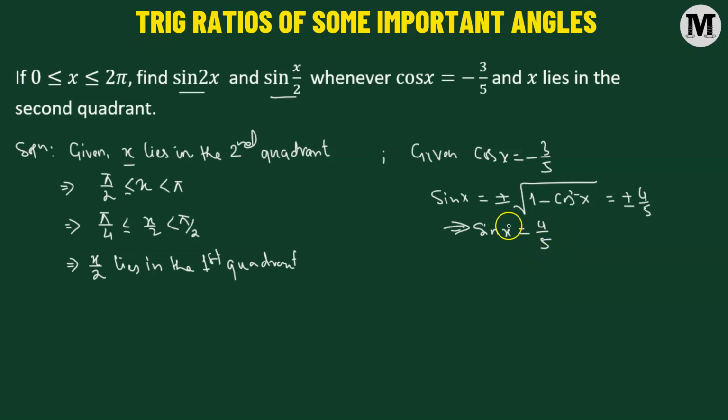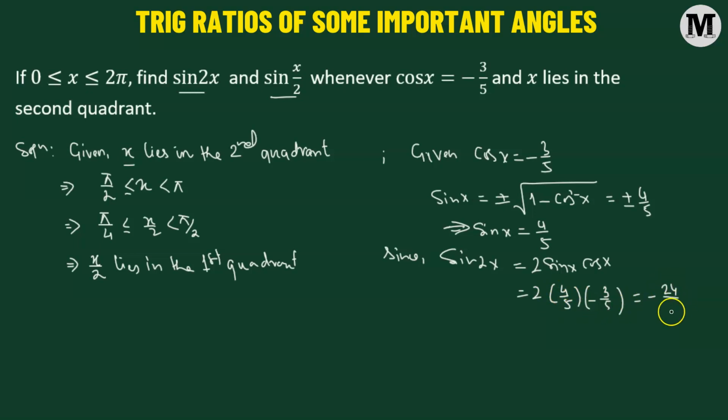Now that we have the value of sine x as well as cosine x, we can find the value of sine 2x. We're going to use the fact that sine of 2x is given by 2 times the product of sine x and cosine x. We replace the value of sine x with positive 4 over 5 and the value of cosine of x with negative 3 over 5. So that will be equal to negative, 2 times 4 is 8, 8 times 3 is 24, divided by 5 times 5, that's 25. So we have sine 2x given by negative 24 over 25.